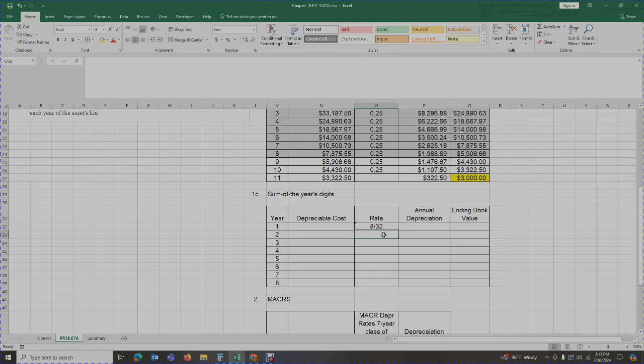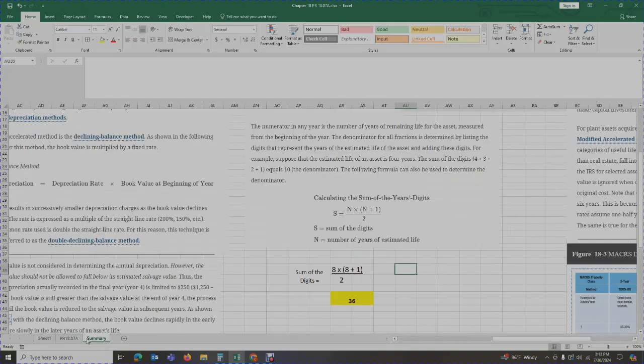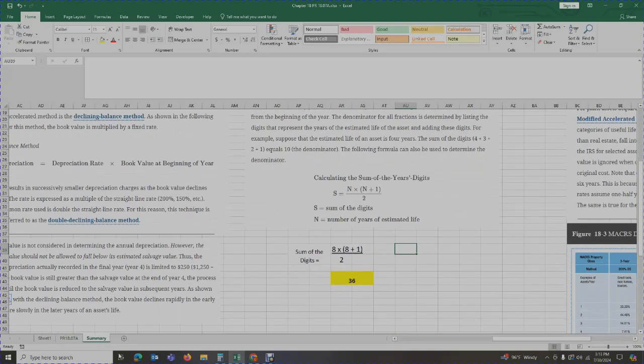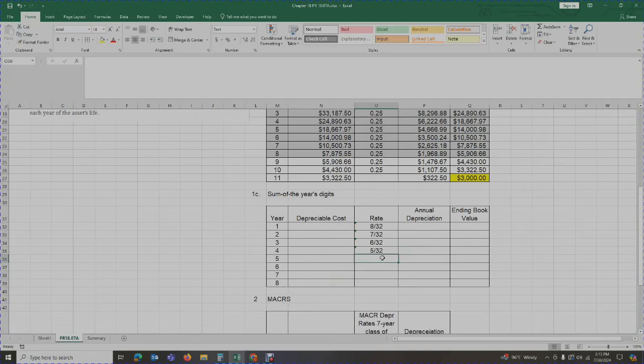So it's going to be 8 over 36, 7 over 36, 6 over 36, 5 over 36. The number that we calculate in the sum of years will always be your denominator. And then the number of years remaining are going to be going down in order. So the first year we have 8 years remaining. The second year we have 7 years remaining, 6 years remaining, 5 years remaining, so on and so forth. So that is the rate that we're going to be using. Those are the rates.